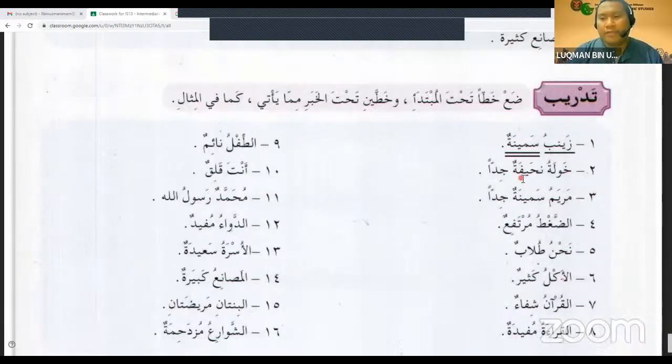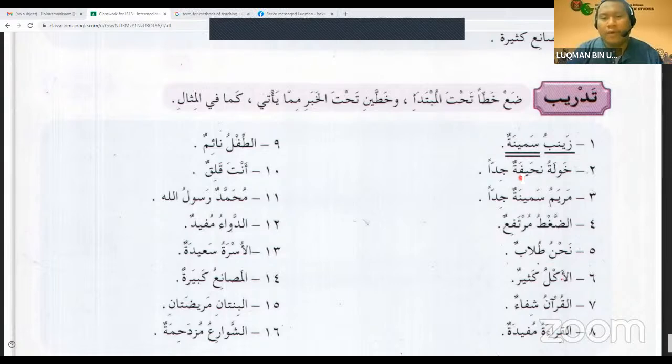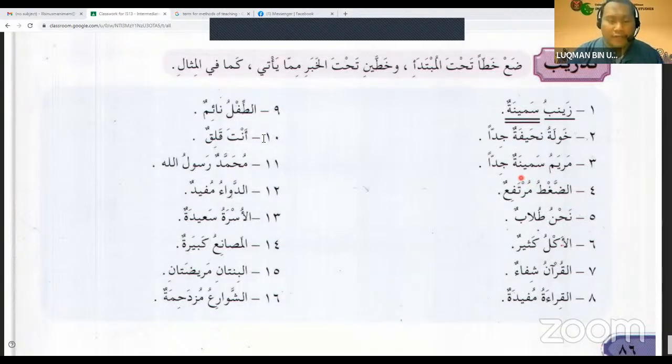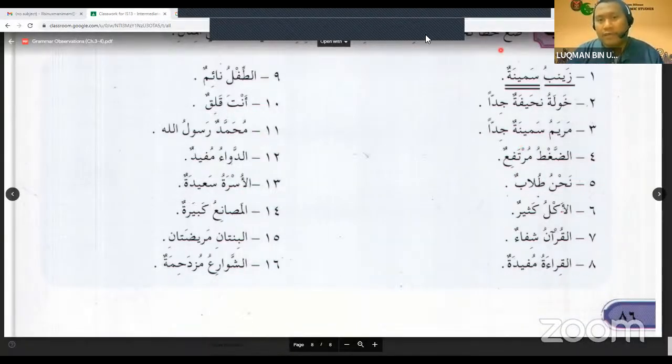So, tadrib, exercise. Da' khattan tahta al-mubtada. Underline the mubtada, one line. Wa khattayni tahta al-khabar. Mimma ya'ti kama fil mithal. And two lines under the predicate. So this is a very easy activity. So I hope everything is clear to everyone.